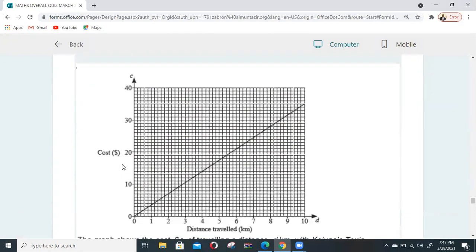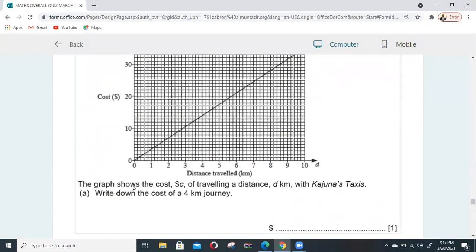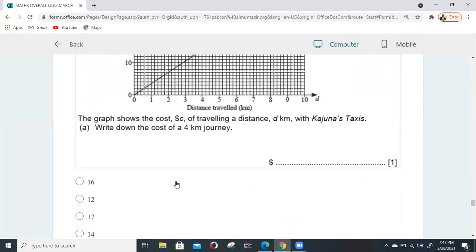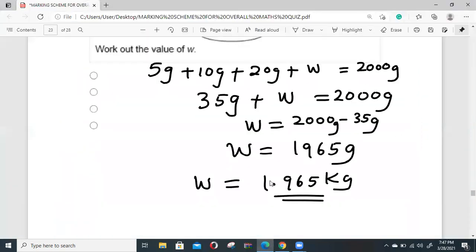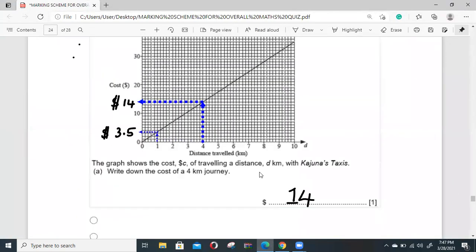We have this question. The question says the graph shows the cost of traveling a distance d kilometers with the Kajuna taxi. Write down the cost of a 4-kilometer journey. I have done this question already. For a 4-kilometer journey, you use a ruler and go there. You are looking for the cost for a 4-kilometer journey. So the cost is $14.